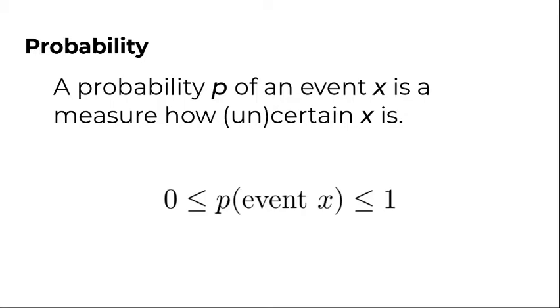In mathematical terms, we just say P, the probability of an event X, is always between 0 and 1, whereas 0 means it's absolutely impossible that it's going to happen, and 1 means it's certain that some event is going to happen. That event X could be, for example, temperature 17 degrees tomorrow.